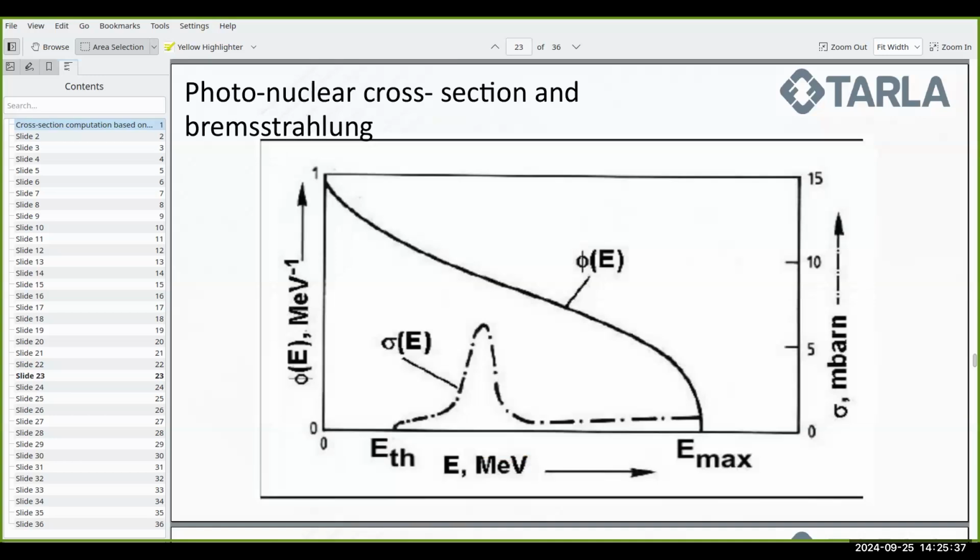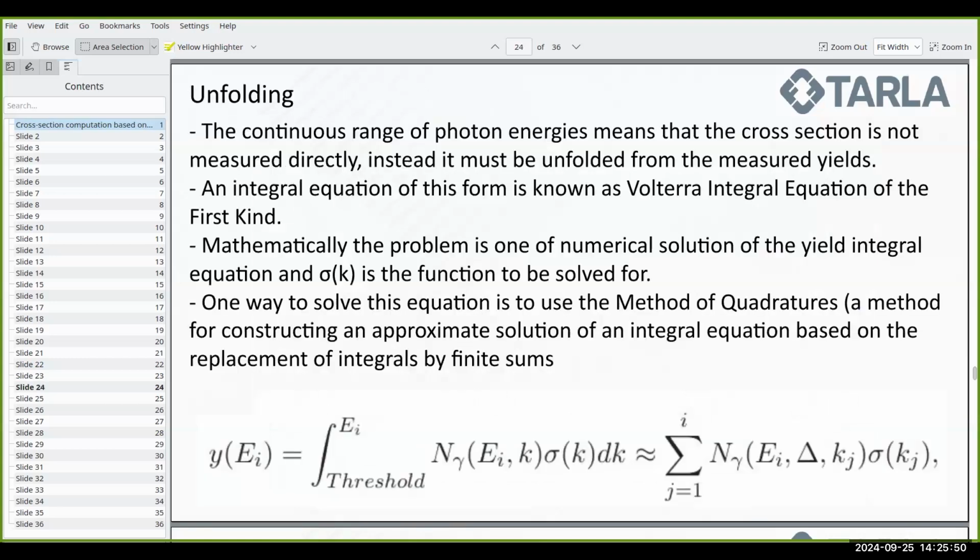When you look at the cross-section now, your entire cross-section is actually overlapping with your Bremsstrahlung spectrum, and in order to work with it, you need a different method than just a simple algebraic equation. So what you need is a type of unfolding. So you need to convert your integral equation to a set of linear equations.